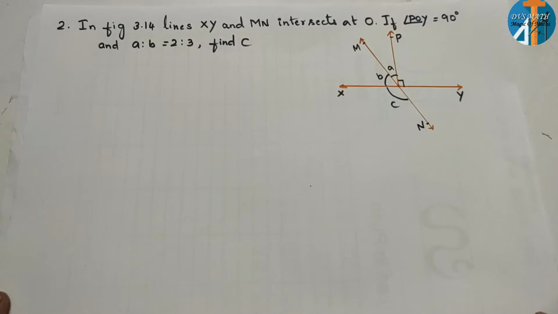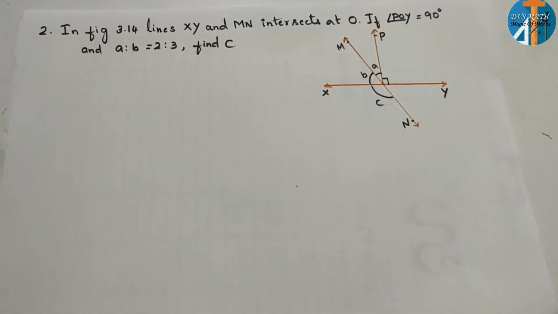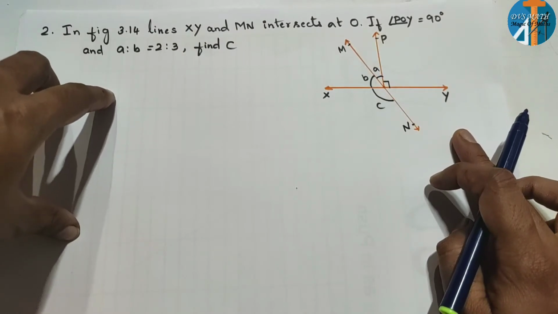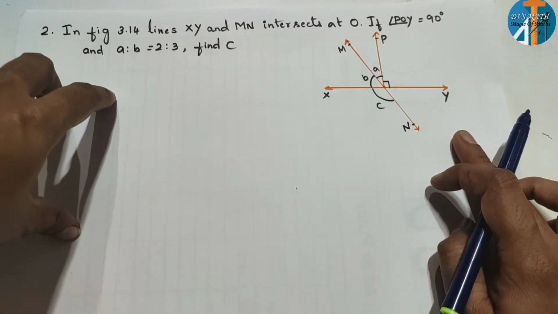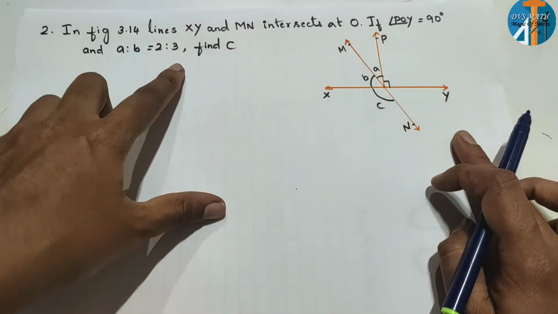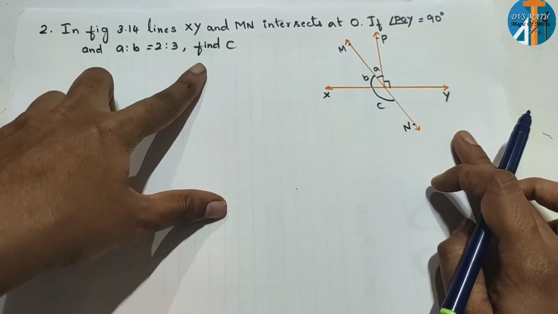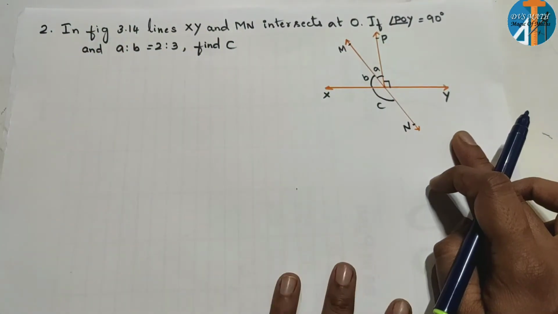Same exercise 3.1. In figure 3.14, that means the given figure here, observe carefully, lines XY and MN intersect at O. If angle POY is equal to 90 degrees, and here they have given the ratio A is to B is equal to 2 is to 3, find C. They are asking, find C.